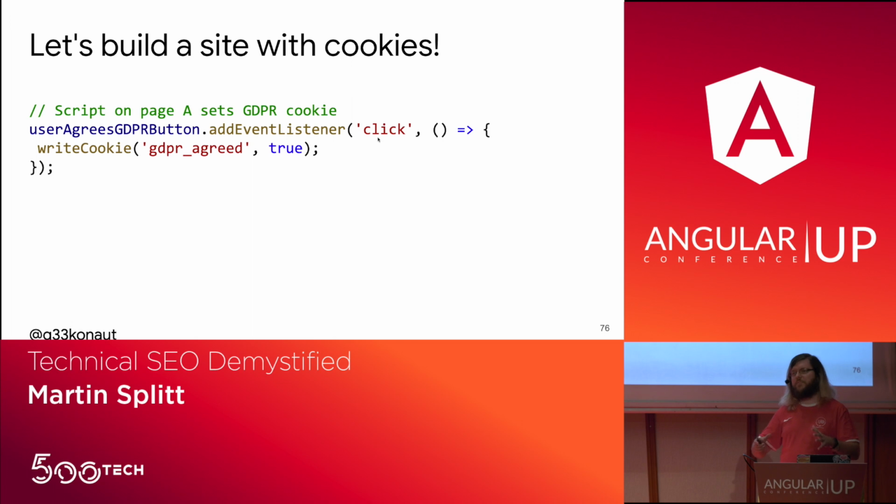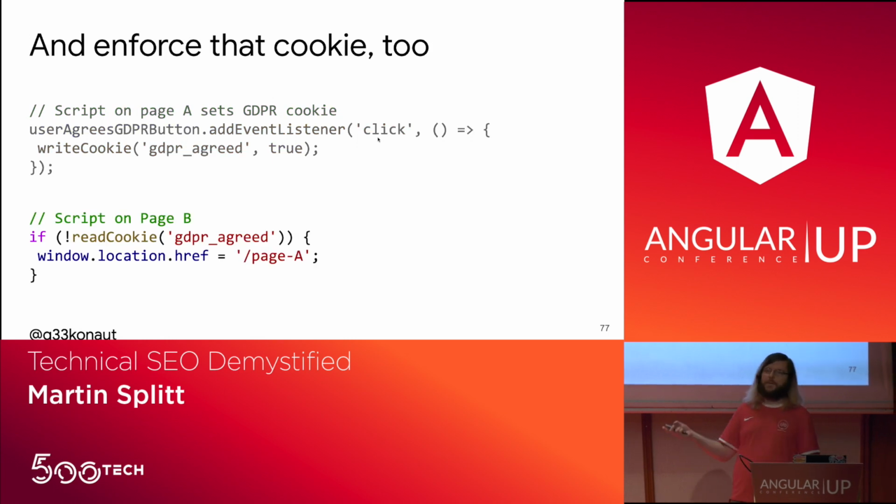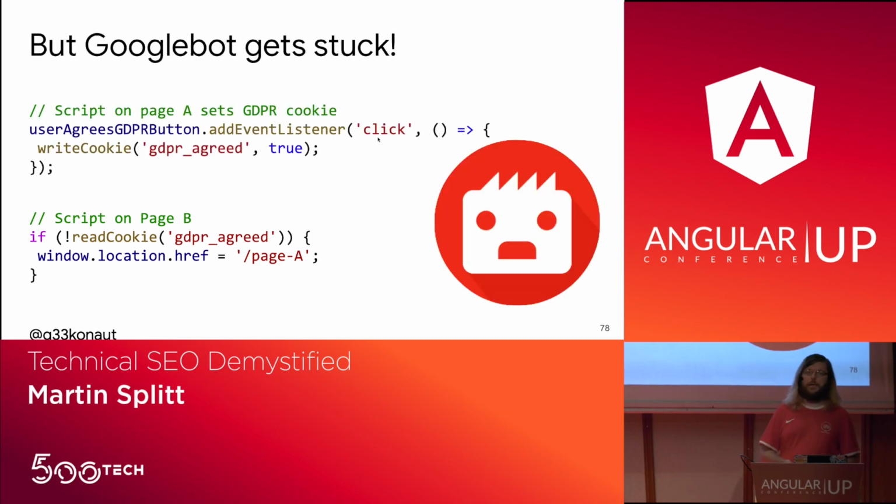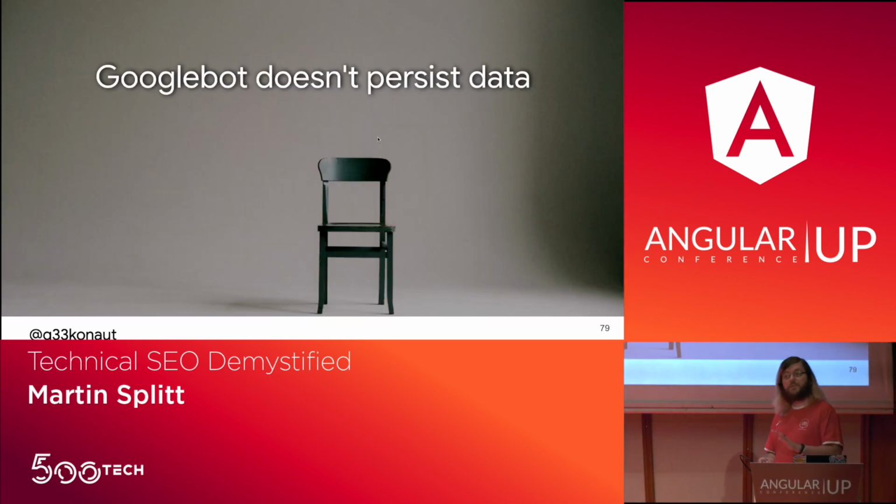So you have a home page that deals with a cookie pop-up, and maybe you even have something that deals with the fact that Googlebot doesn't click. You still set the cookie for Googlebot somehow, and then on all other pages you're checking that cookie being set. But that's actually a problem for Googlebot, because Googlebot doesn't persist data across pages, right? So no local storage, no session storage, no IndexedDB, no cookies are being persisted across page loads. Do not rely on them to be there.